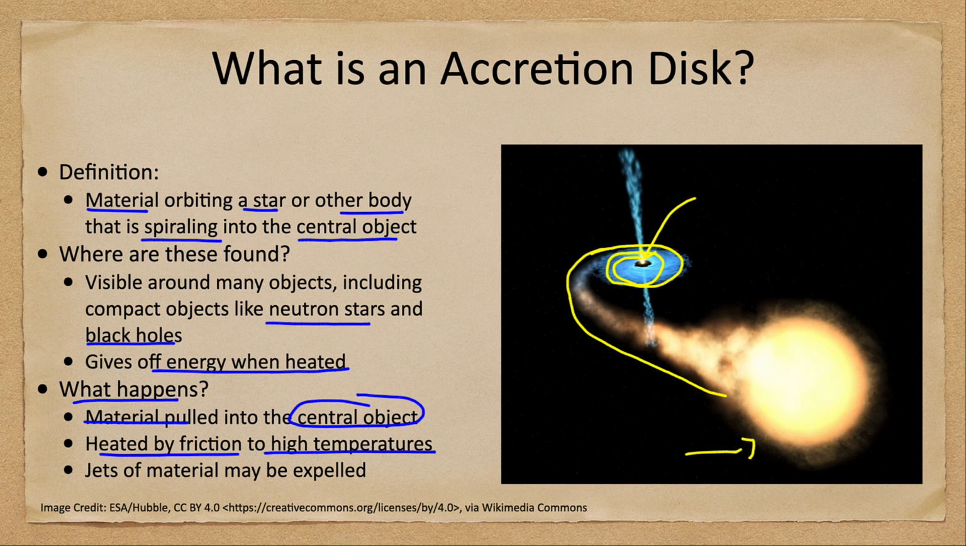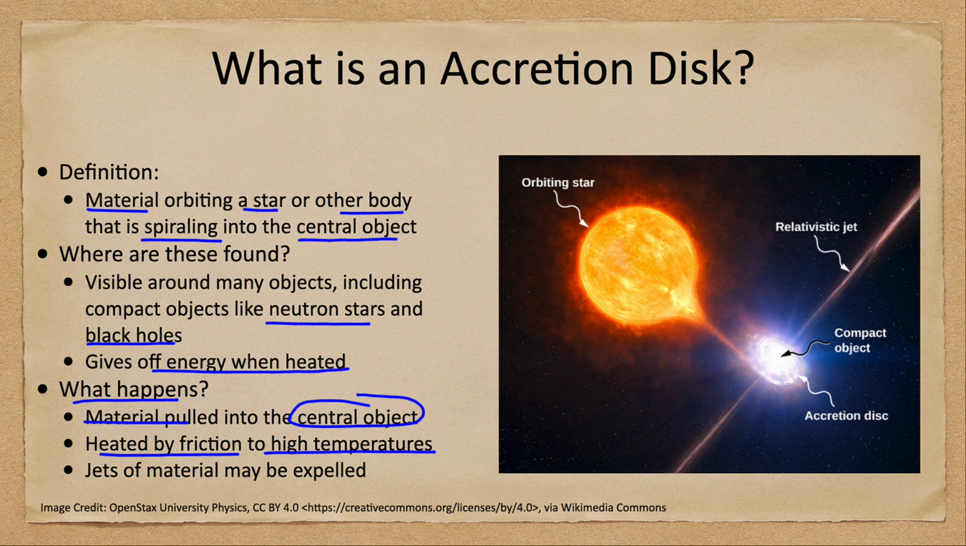Now we can also have jets of material being expelled from this, and we can see that here. Let's take a look at another image. And we can see that here we see the star labeled off to the left hand side that is orbiting. So here we have the star orbiting, and we have our compact object, maybe a neutron star or black hole. And there's the accretion disk around it, that is, material spirals into it. But as material spirals in this way, material can be beamed out in a very high velocity jet. We have labeled it as a relativistic jet, and that's because it can be traveling at very high velocities. Relativistic speeds meaning close to the speed of light.